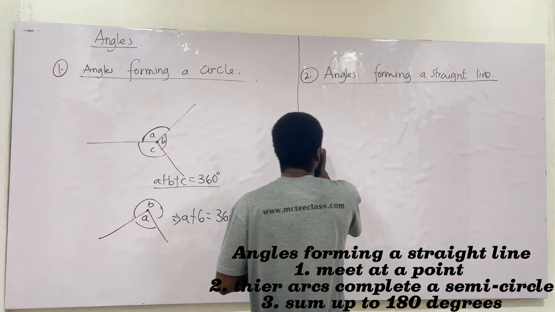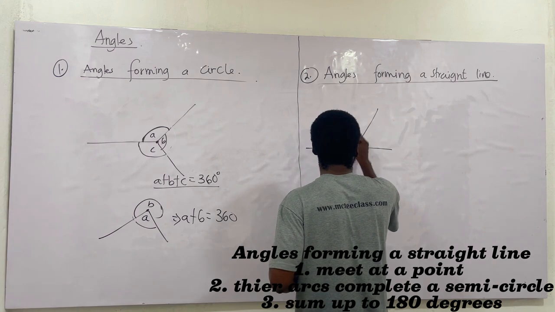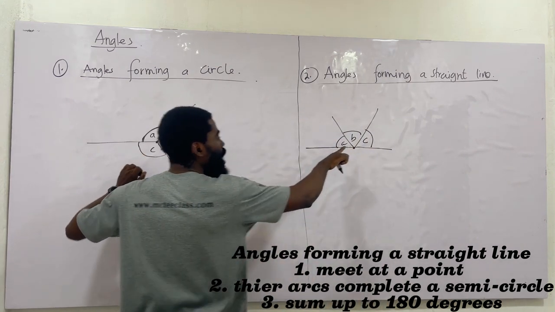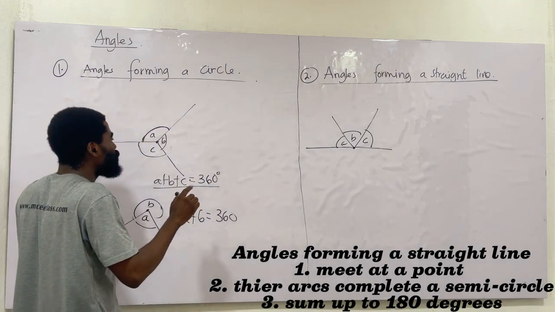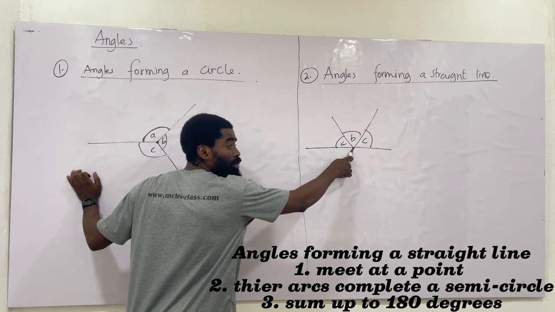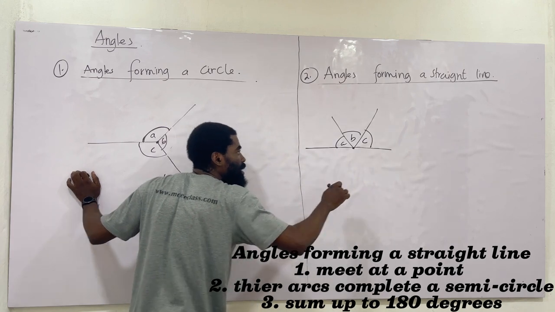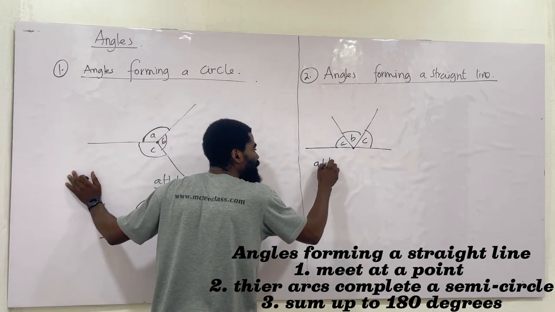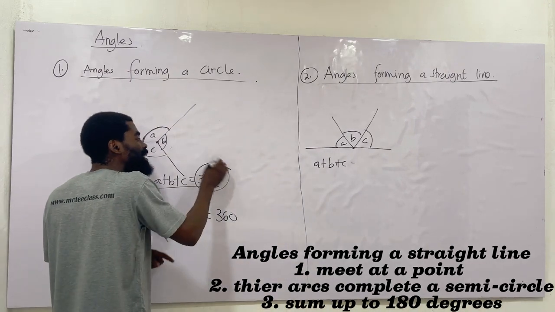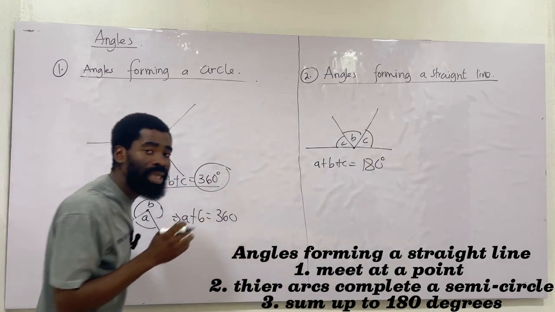For this one, these are the tricks here. Yes, they are meeting at a point. We have A, B, C. But if you look at the arcs, you don't just say angles are meeting at a point. Their arcs do not make a circle. Their arcs make a semicircle. And then we add A plus B plus C, which is half of a circle. A whole circle gives us 360, so half of it must give me 180. I hope you get the point I'm making here.